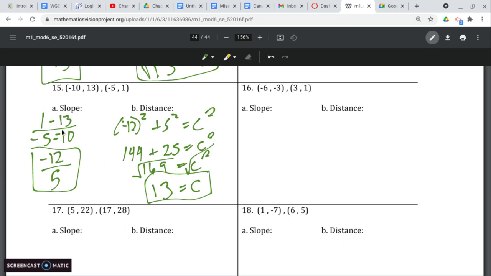Now, when you find the slope, if you can reduce it down, so let's say this would have been -12 over 6, and our slope would just be -2. Use the original. Use this -12 and 5 for your distance. Otherwise, it's going to throw off the distance if you do it on a reduced scale. If you reduce it down, then it throws it all off. So make sure you use the original slope, not the reduced slope, okay?